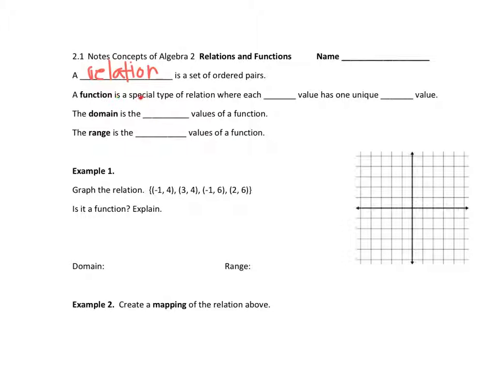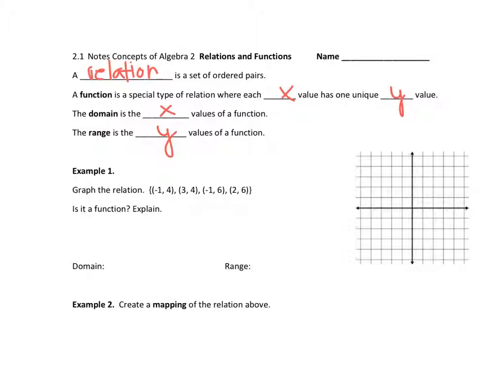A function is a special type of relation where each x value has one unique y value. And we'll do some examples here in a couple minutes. The domain is the x values and the range are the y values of the function.